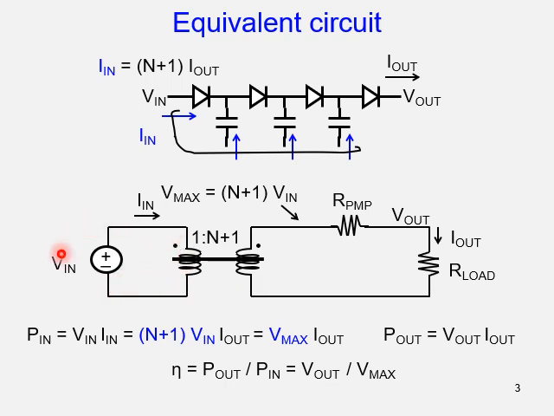In this figure, the input voltage Vin is multiplied by n plus 1, which appears at this point, and this point is considered as V max. And you already know you have the output current and output impedance R PMP like this. With this form, the input current and output current relationship is also given by this model.